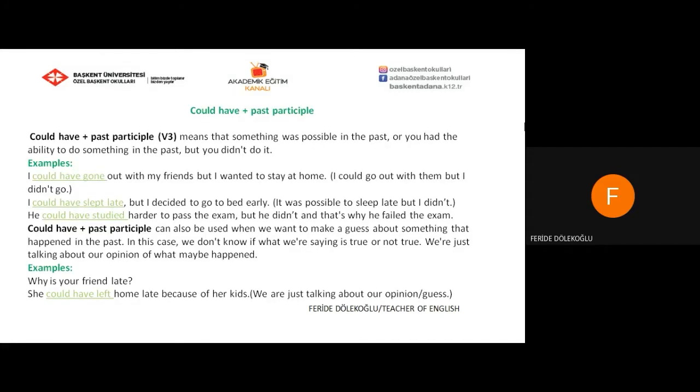We will continue with another structure, could have plus past participle. It means that something was possible in the past, or you had the ability to do something in the past, but you didn't do it. For example, I could have gone out with my friends, but I wanted to stay at home. In other words, I could go out with them, but I didn't go. Could have plus verb 3.